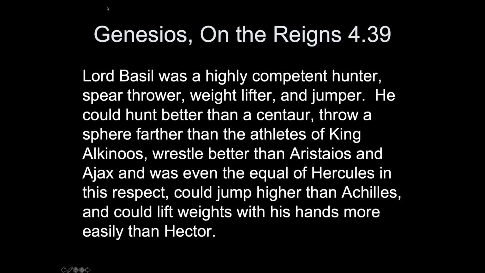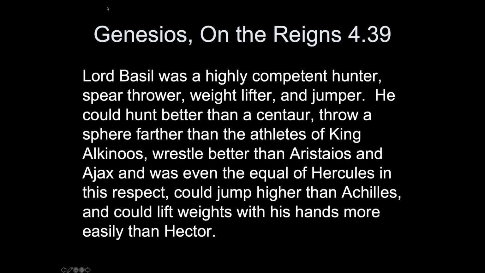What Genesius is doing here is he is comparing Basil directly with people from the Iliad. Alcinous was in the Odyssey, but Aristeas, Ajax is in the Iliad, and Hercules, of course, was a Greek hero. And Achilles and Hector are both central characters in the Iliad. And the paragraph then goes on to include a bunch of other Homeric references, including a 3-line long quote from the Iliad that compares Basil's strength to that of Hector. And then follows even more legendary Greek heroes that are referenced in this text.